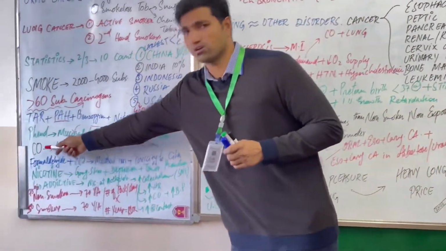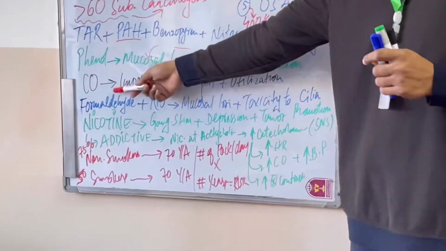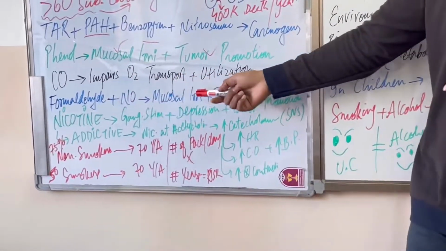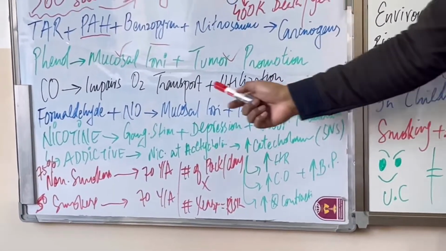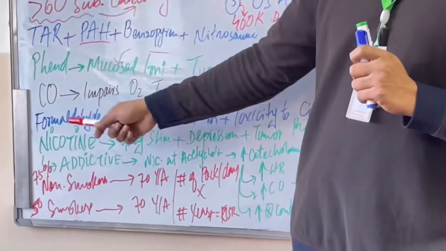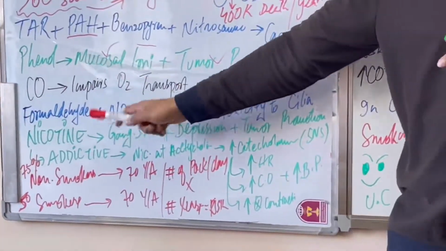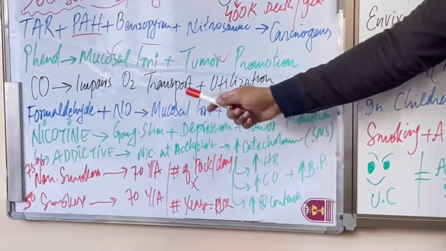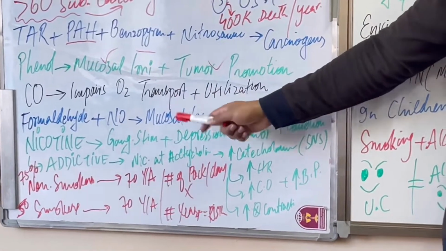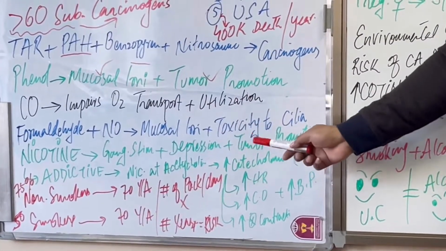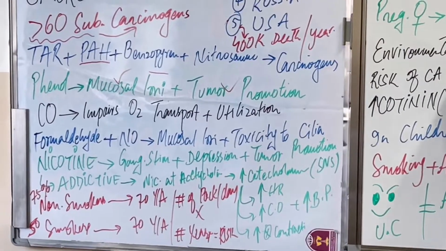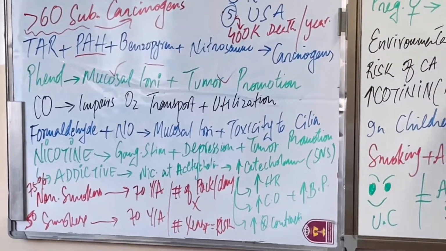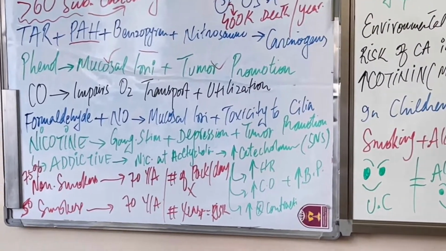Then we have talked about carbon monoxide. Carbon monoxide impairs oxygen transport and oxygen utilization. Then formaldehyde is also an agent in the smoke. Formaldehyde plus nitrogen oxide are also leading to mucosal irritation plus toxicity to the cilia. Cilia, you can see, are finger-like projections which help in mucociliary clearance.